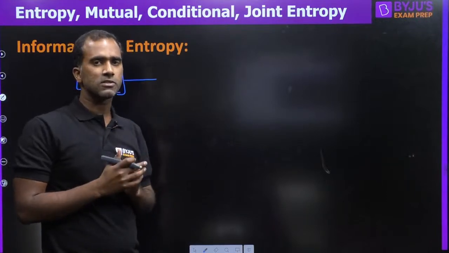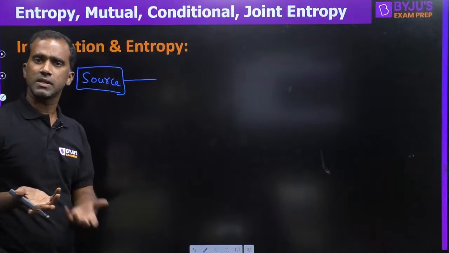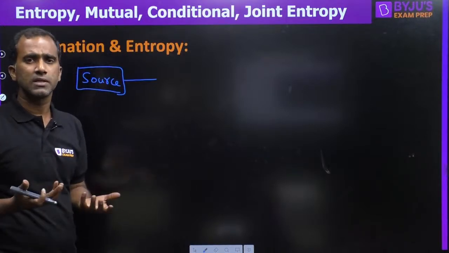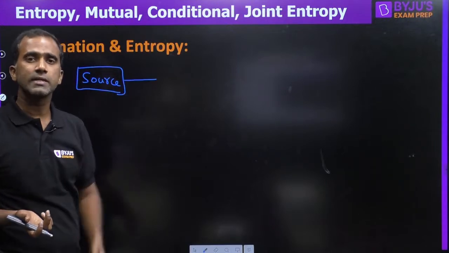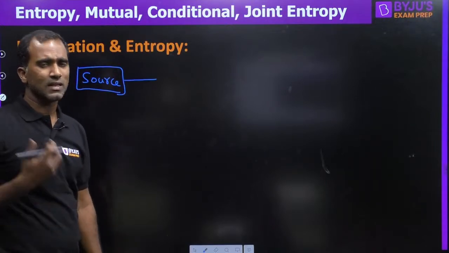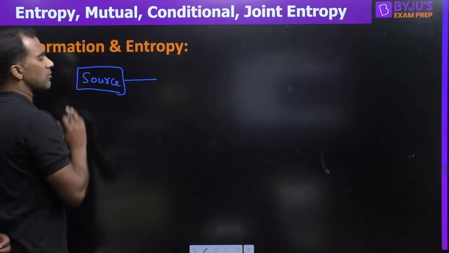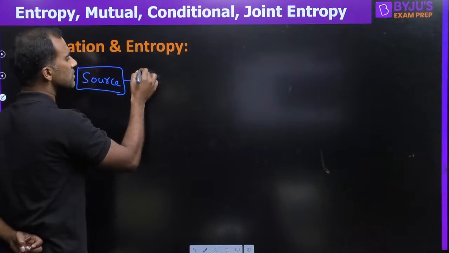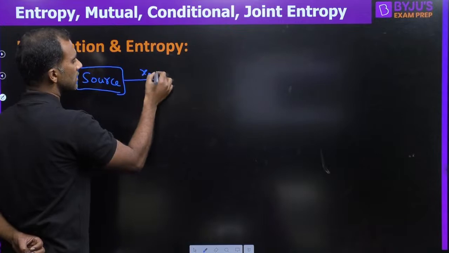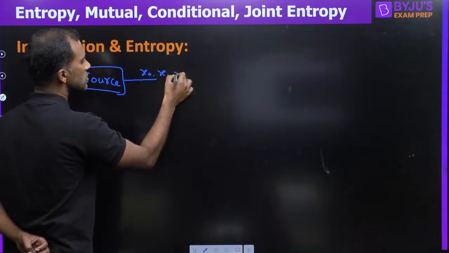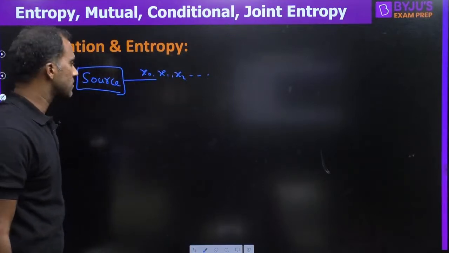Just for ease of understanding, let us talk about a discrete source. Examples of discrete sources: a keyboard is a discrete source. There are many discrete sources. And if you see an analog to digital converter, the quantizer is also a discrete source, right? There are hundreds and hundreds of sources we can talk about, but let's talk about a simple source. Let's say a source produces some symbols x0, x1, x2, and so on. Let's say these are the discrete symbols produced by the source.